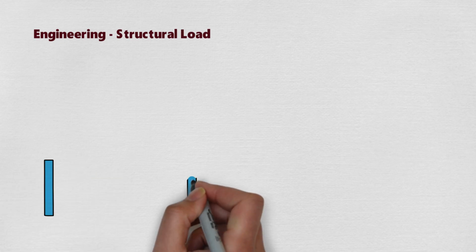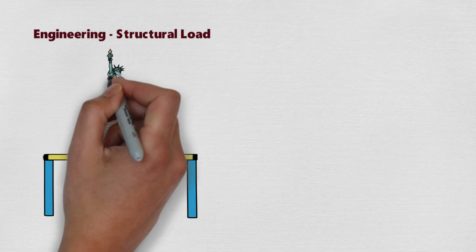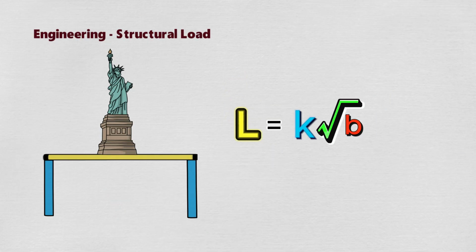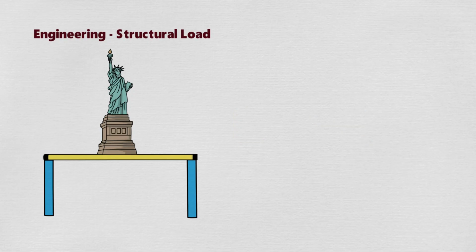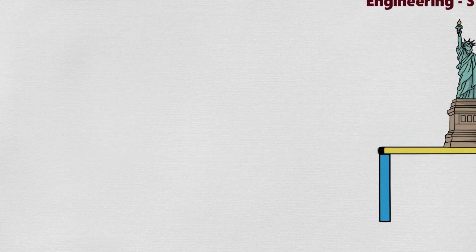Engineering, structural load. In engineering, the load capacity of a beam can be determined using formulas that involve square roots. For example, if the maximum load L a beam can support is related to its dimensions and material properties, you might have an equation like L equals k square root of b, where k is a constant and b is a dimension of the beam. To find the dimension needed to support a certain load, you would solve b equals (L over k) squared.